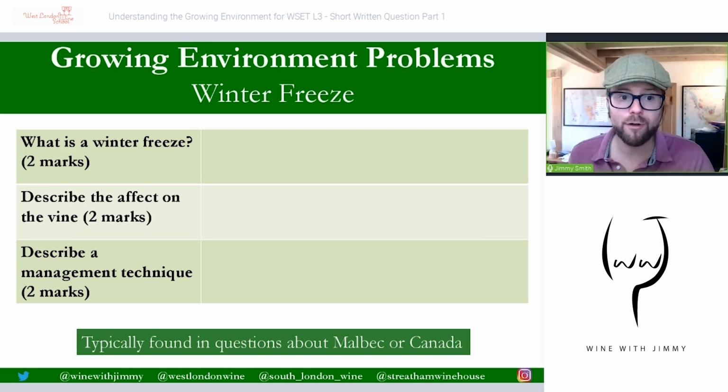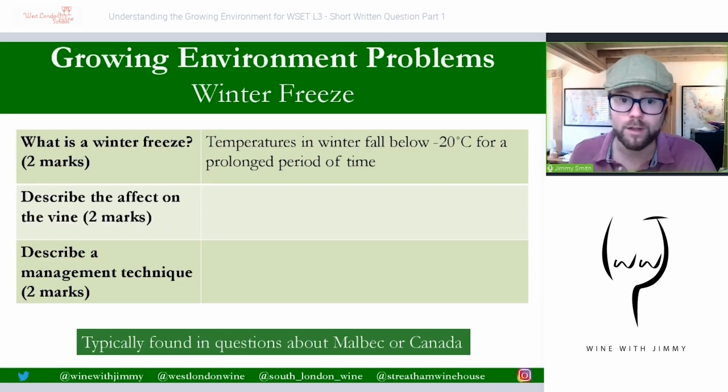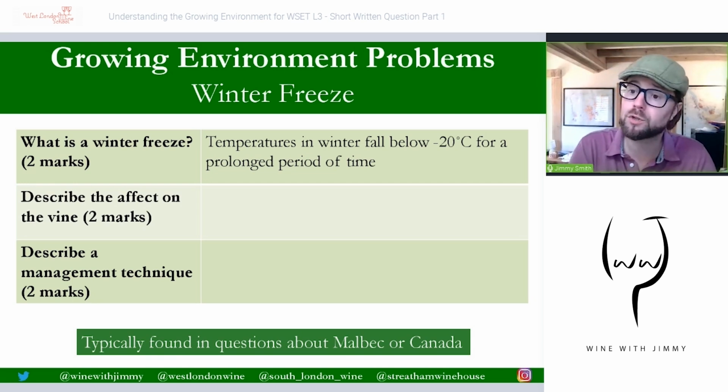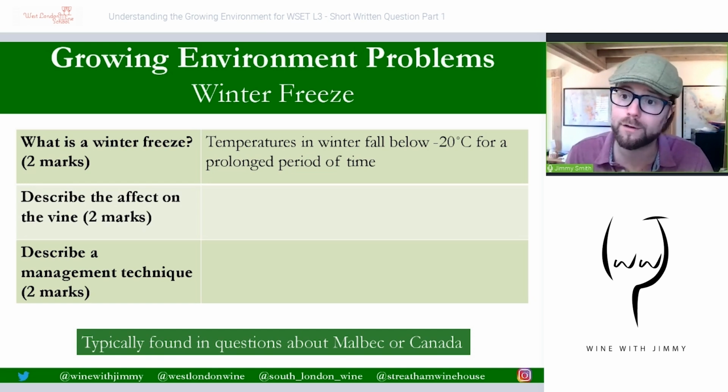So let's talk about, first of all, what is a winter freeze? A winter freeze is where temperatures in winter will fall below -20 degrees Celsius for a prolonged period of time. Now, the texts, of course, are created here in the United Kingdom, so we are on the degrees Celsius scale. They will often give you the option for Fahrenheit as well. So say both of those if you work in the Fahrenheit scale. So that's what a winter freeze is.